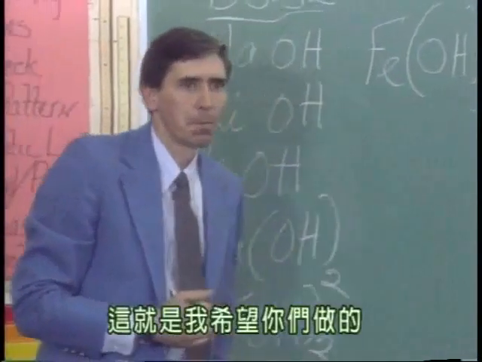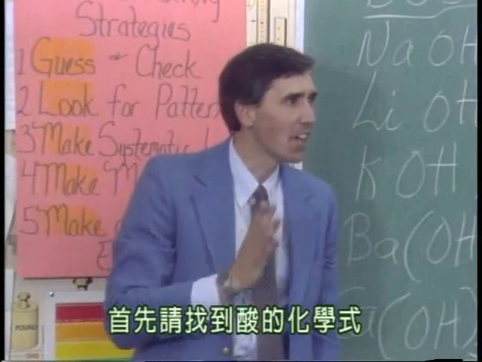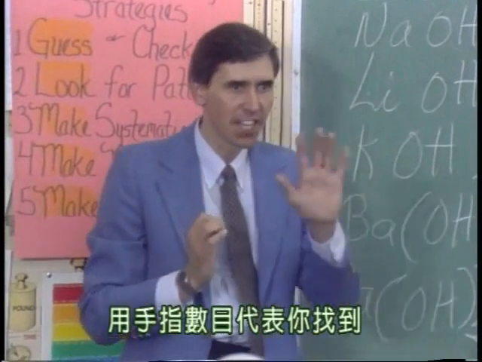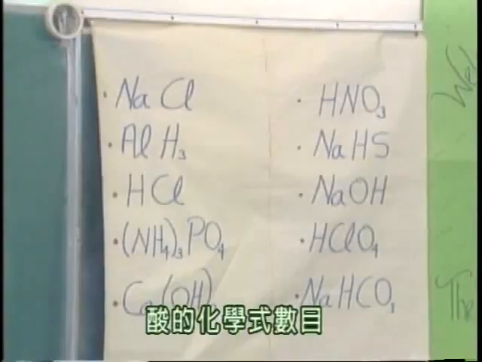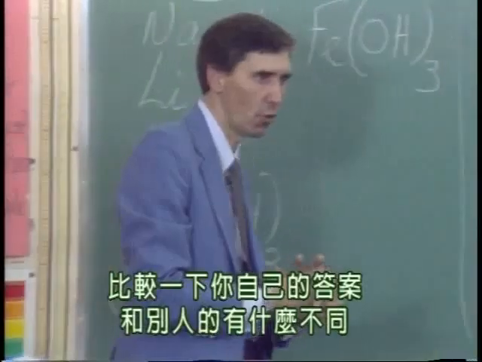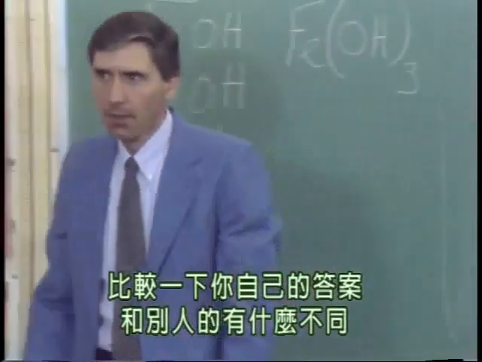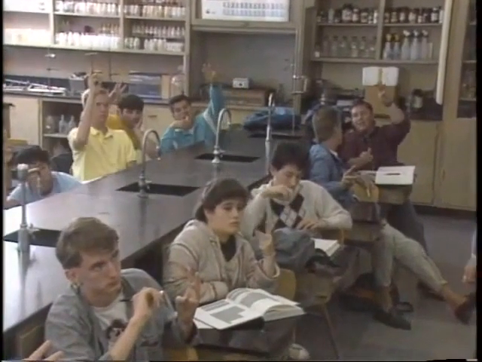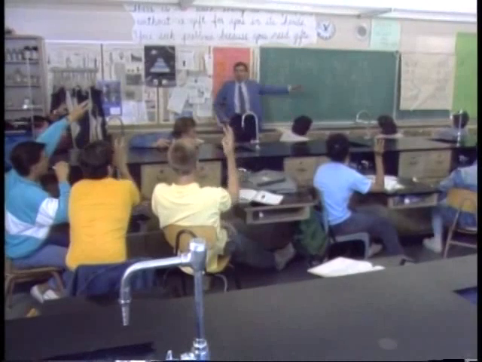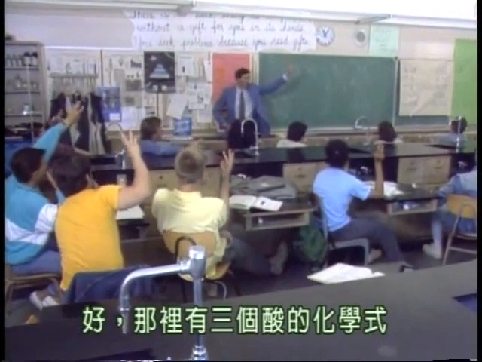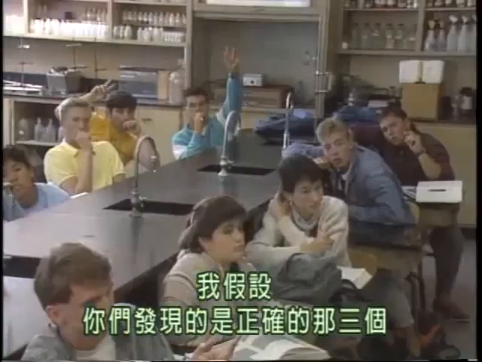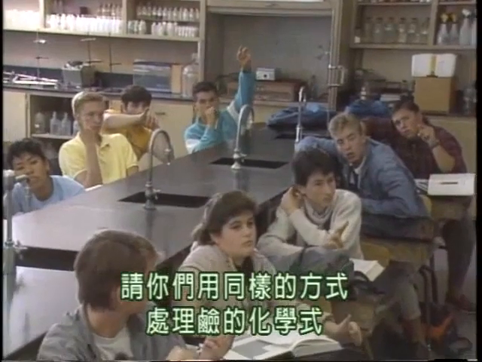this is what I want you to do. First of all, find the acid formulas, hold up the number of fingers that indicate how many acid formulas you see there. As soon as you've identified the number of acid formulas, just hold up your fingers and tell me how many acid formulas you see. You get a response from everyone. You can also check class data with other classmates. Okay, if you have 3, you're correct. There are 3 acids up there. I won't ask you what they are right now. I'm going to assume right now you have picked out the correct 3. Would you do the same with the bases?